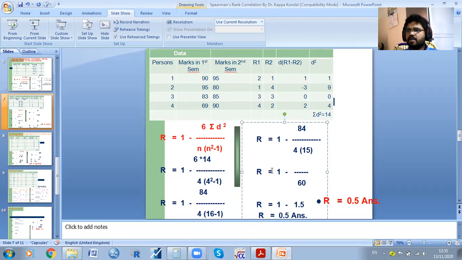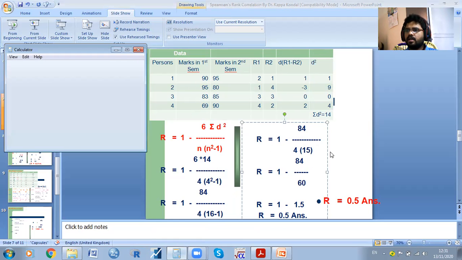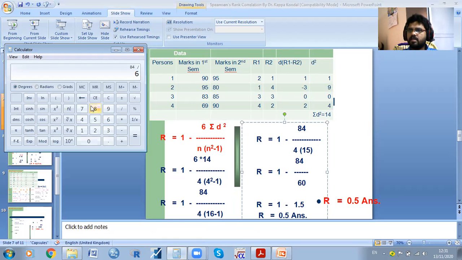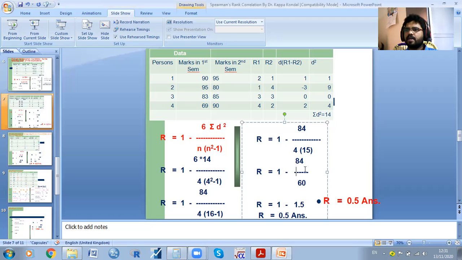The next step: R is equal to 1 minus 84 divided by 4 into 15, that is 60. When you cancel 84 by 60, you get 1.4. So 1 minus 1.4, when you subtract, you will get minus 0.4.